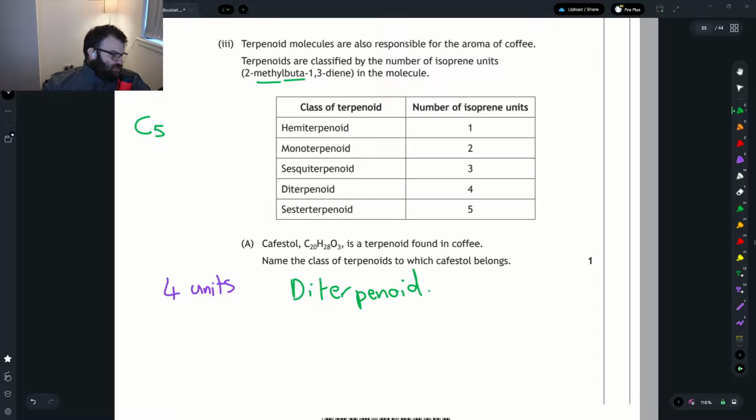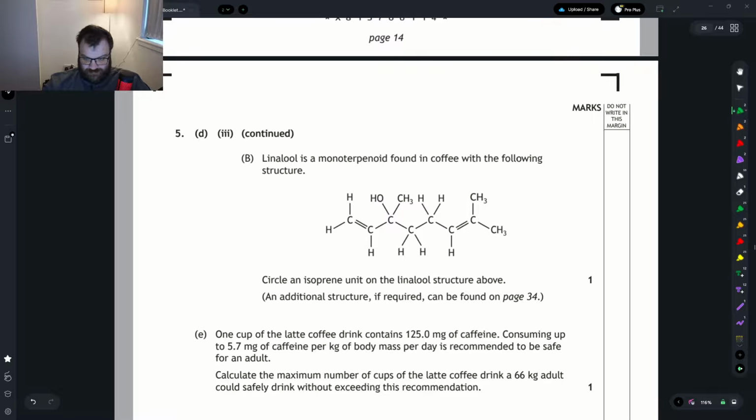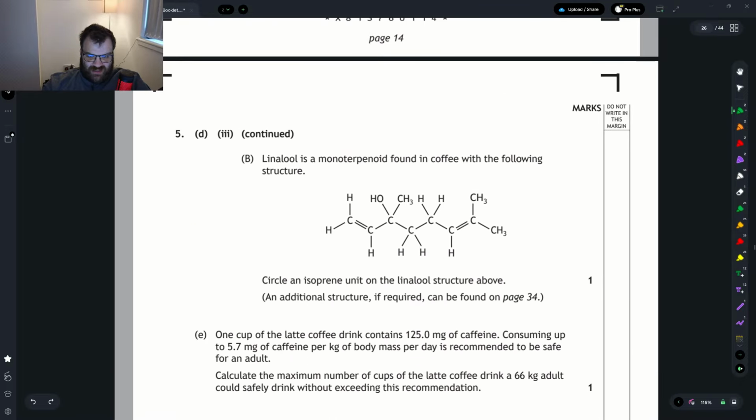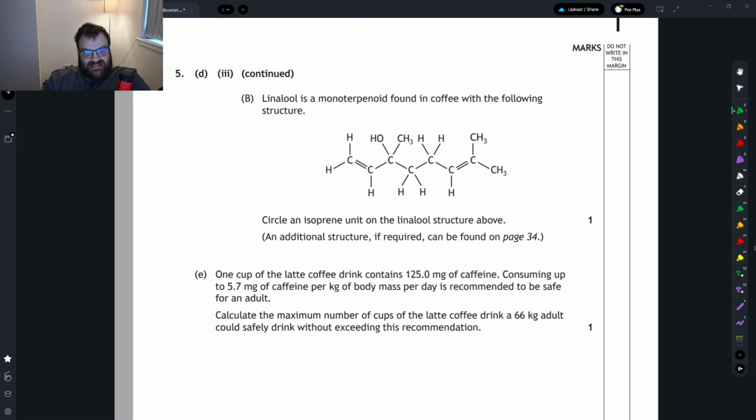Remember your 5 times table, and that will help you with that. This one, we've got a monoterpenoid. Monoterpenoid means we get 2 isoprene units, and that makes sense because there's 10 carbons in total. This has been made from 2 isoprenes coming together, so we need to be circling a 5 carbon group of carbons. Now, we need to be able to leave another isoprene unit.